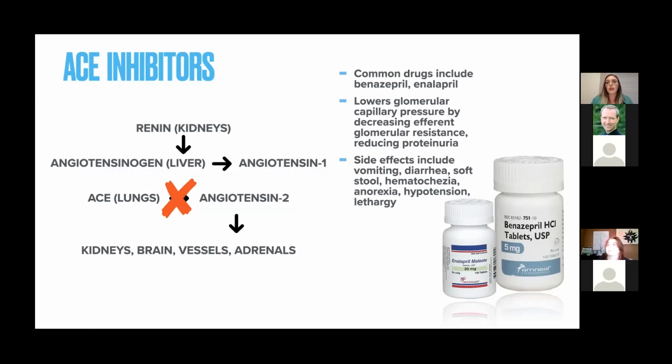It works by lowering glomerular capillary pressure by decreasing the efferent glomerular resistance, and this is going to help reduce proteinuria. Side effects are going to include vomiting, diarrhea, hematochezia, anorexia, hypotension, and lethargy. I feel like they're pretty much more or less the same side effects for any drug. But again, we're going to continue to monitor our blood pressures and make changes as needed.